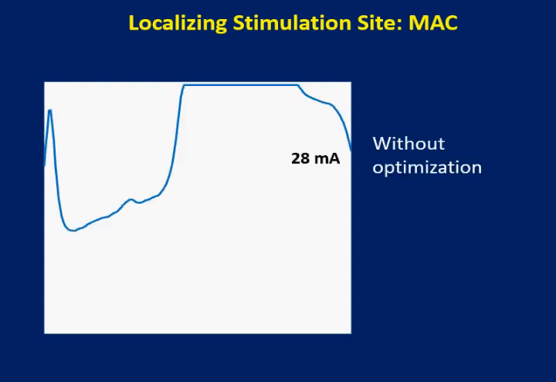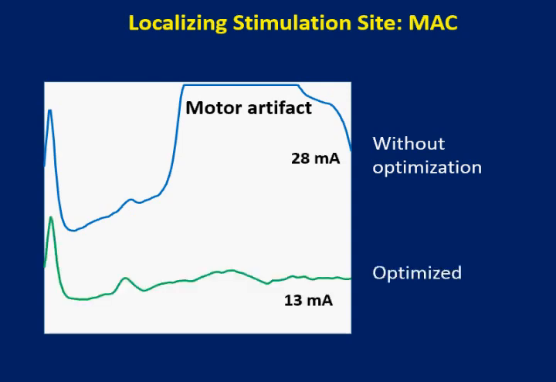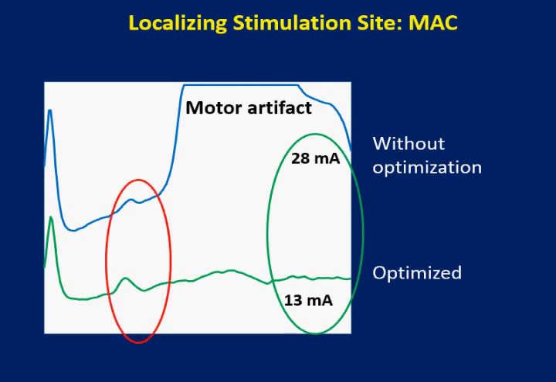Here is a sensory nerve action potential recording from the medial antebrachial cutaneous nerve without optimizing the stimulator position. Due to high stimulus intensity, we also have motor artifact. With optimization, the stimulus intensity is much lower, 13 milliamps compared to 28 milliamps, and the quality of the response is also much better.